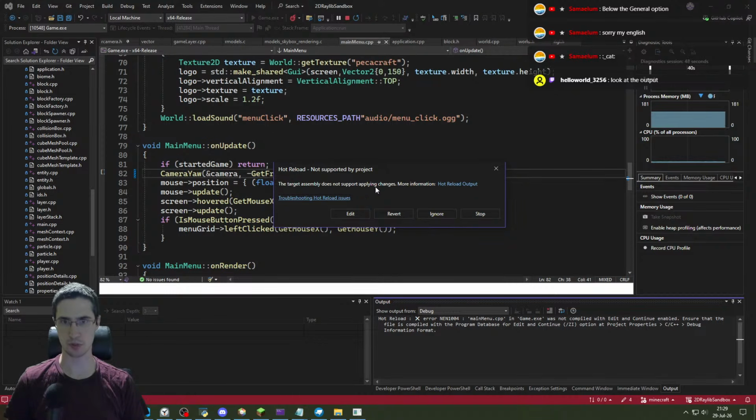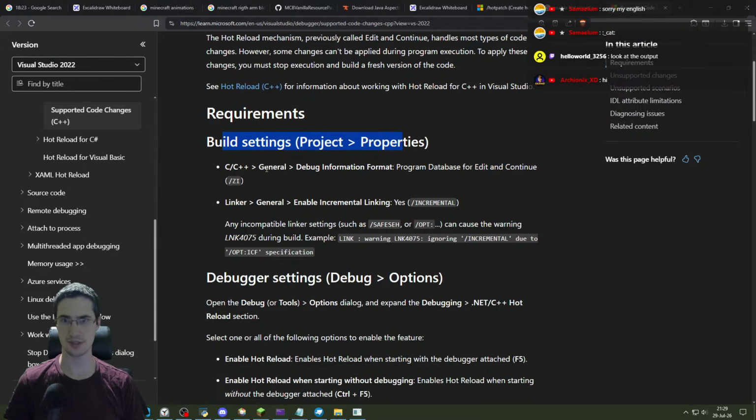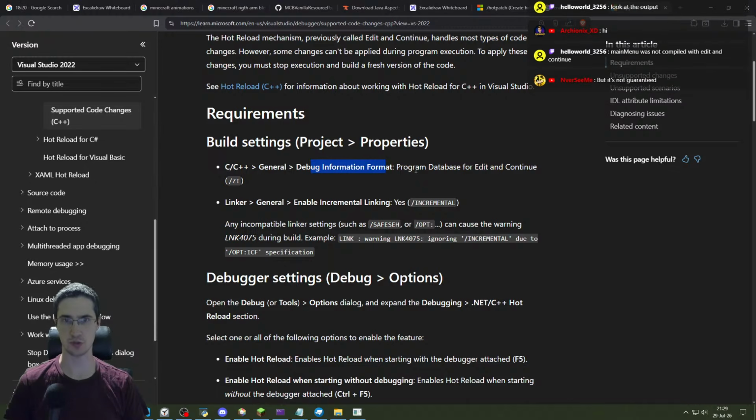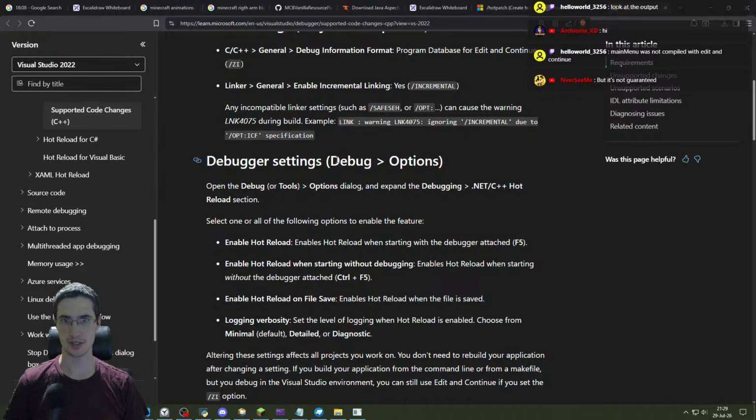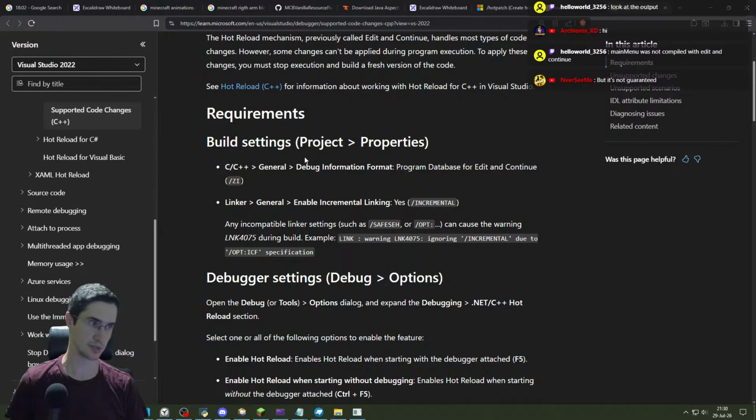Target assembly does not support applying changes. Hot reload output. We can ignore it. We can continue to edit code, continue without applying changes. Requirements, build settings, project properties. We want debug information format, and we want incremental linking, and that's it. Any incompatible linker setting, debugger settings. Okay, so we need just to modify some stuff.